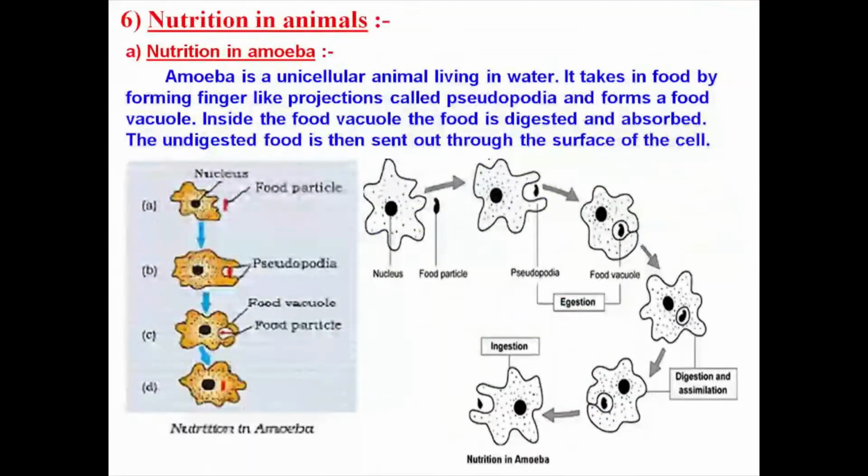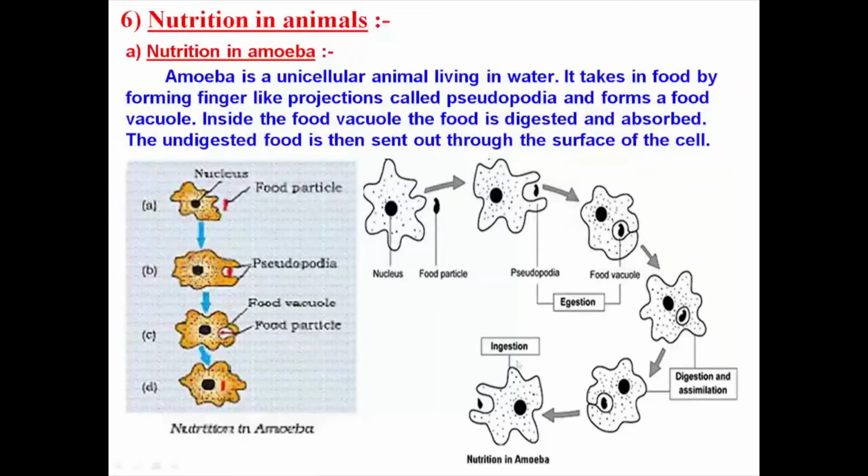Now let us discuss nutrition in animals. When we discuss nutrition in animals, first comes amoeba. So nutrition in amoeba. What is amoeba? Amoeba is a unicellular organism or animal living in water. It takes in food by forming finger-like projections called pseudopodia or false feet and forms a food vacuole. Inside the food vacuole, the food is digested and absorbed. The undigested food is then sent out through the surface of the wall by diffusion.